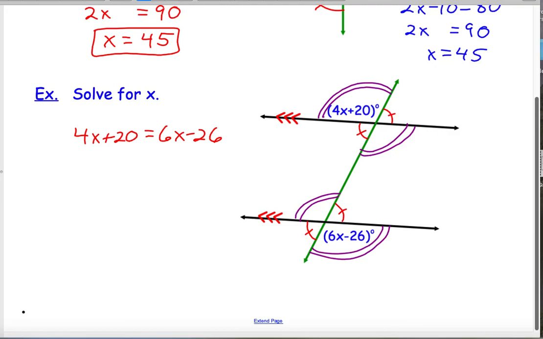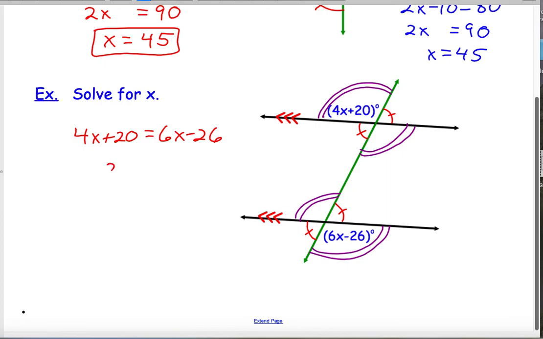So if you haven't figured it out by now, there's only one of 2 possibilities. Either the angles are equal or they add up to 180, whenever you pick 2 angles with parallel lines cut by a transversal. Say that again. Either you're going to set them equal or they add to 180. One or the other. All right, let's solve this equation.